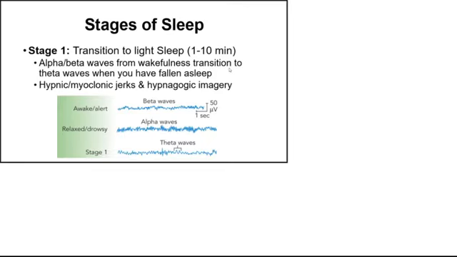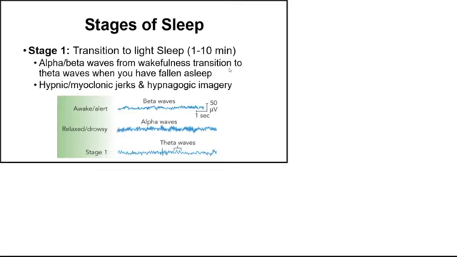And so during this time, we might have what are called hypnic or myoclonic jerks. So when you're starting to fall asleep, maybe you feel like you're falling and your body jolts you awake. That's what that is. The idea is that your brain erroneously thinks that you're dying because your heart rate has slowed and everything's shutting down. So it sends that jolt to make sure that you're still okay. But that usually happens during this stage, and it might be accompanied by hypnagogic imagery.